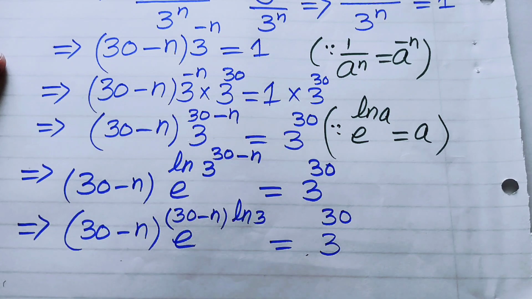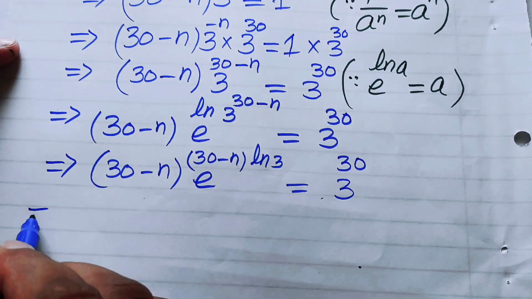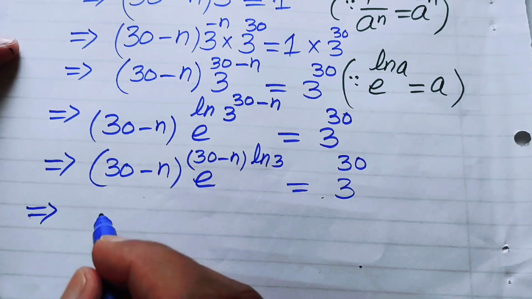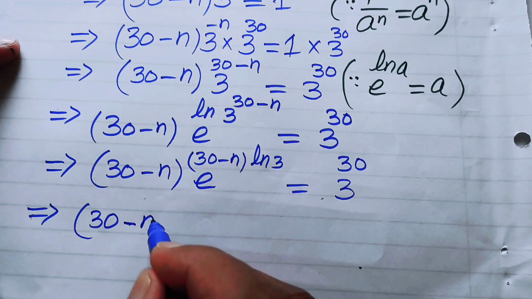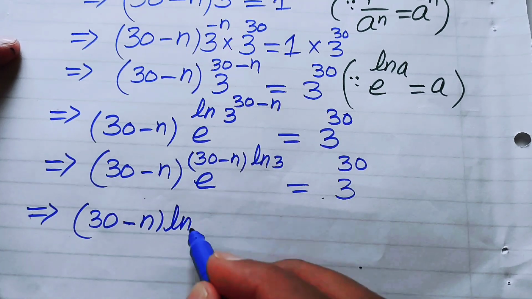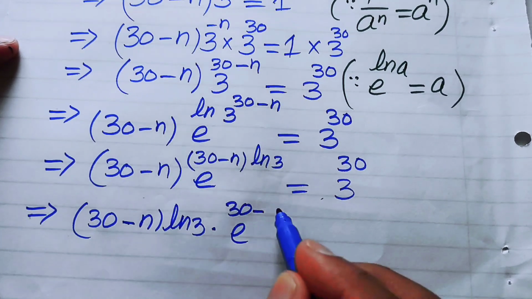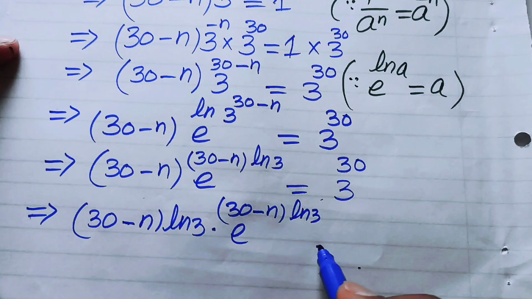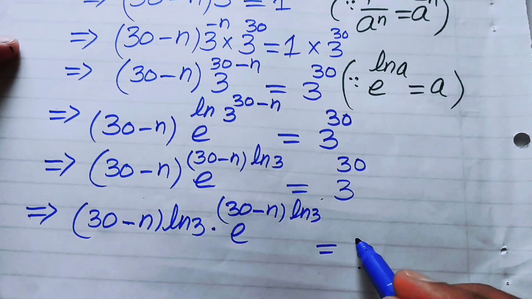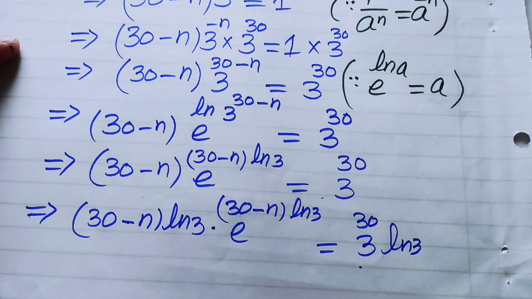And in the next step I can just multiply both sides by log of 3. When you multiply both sides by log 3, you obtain (30 minus n) times log 3 into e to the power of (30 minus n) times log 3, and this whole is equal to 3 to the power of 30 into log 3.